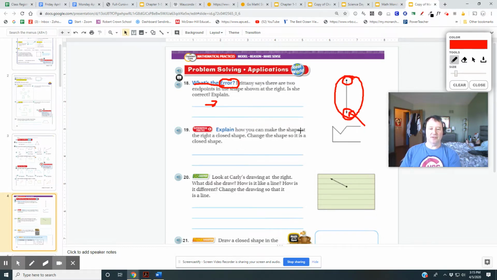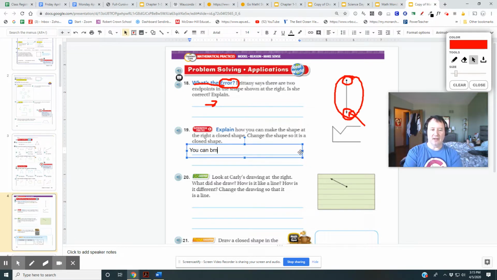Explain how you can make the shape at the right a closed shape. Change the shape so it is a closed shape. You can make it a closed shape by connecting both line segments. So let's see. You can make it a closed shape by connecting the two open line segments. You probably did a better job than me. It's a little hard to work this mouse.